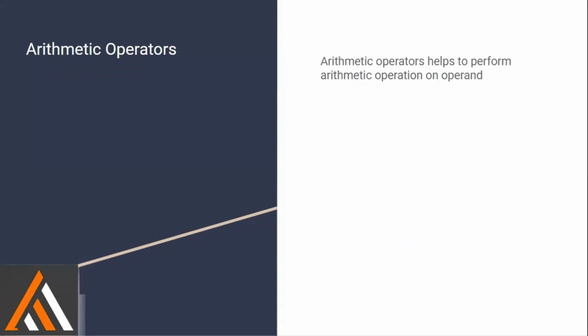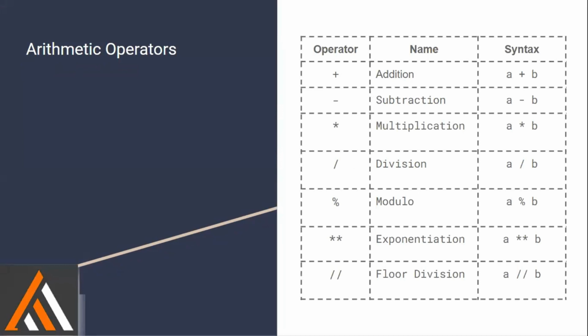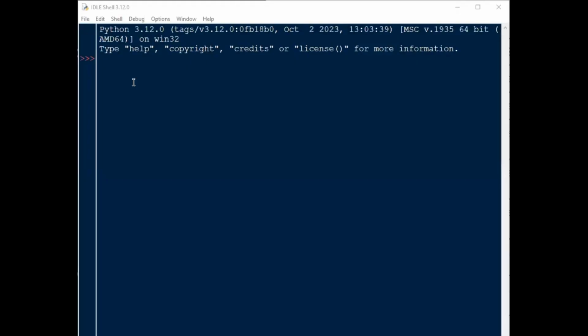Arithmetic operators help us to perform arithmetic operations on operands. So here is the list of arithmetic operators which we will be seeing live on the Python shell. In the list, we have addition, subtraction, multiplication, division, modulo, exponent, and floor division. So we'll be looking at them one by one.